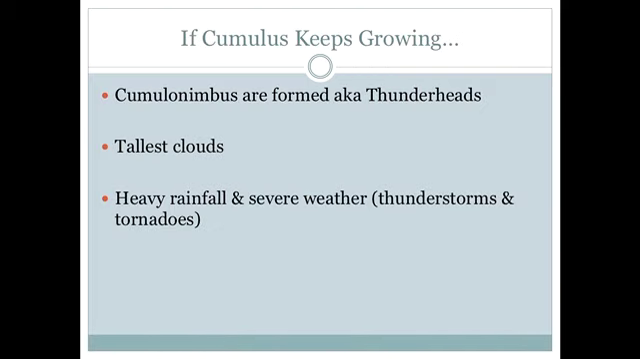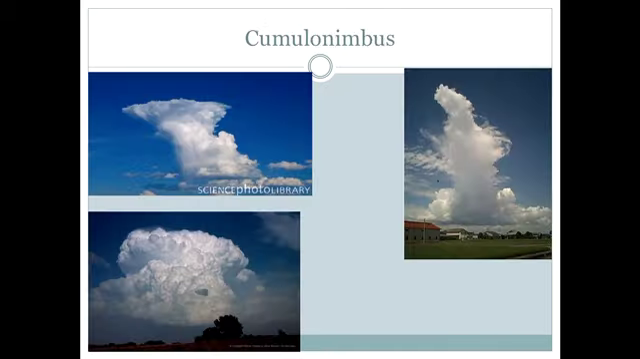If cumulus clouds keep growing, then cumulonimbus are formed, aka, which means also known as thunderheads. These are the tallest clouds, and heavy rainfall and severe weather are usually produced with these, such as thunderstorms and tornadoes. Again, I've included 3 pictures of cumulonimbus clouds. One of them is in your notes packet. Be sure to label the correct cloud as cumulonimbus.